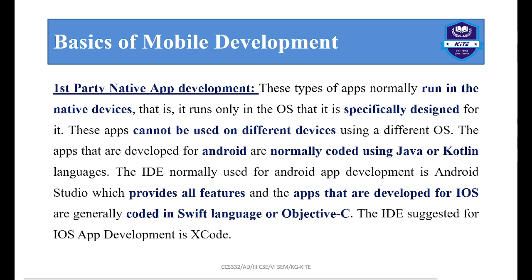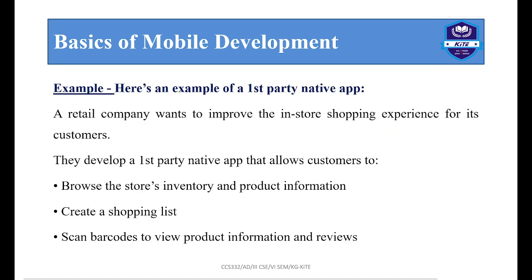These apps are developed for Android and are normally coded using Java or Kotlin languages. It provides all features that are required for the app. Apps developed for iOS are generally coded in Swift or Objective-C. The IDE suggested for iOS app development is Xcode. Let us discuss an example for first party native applications.